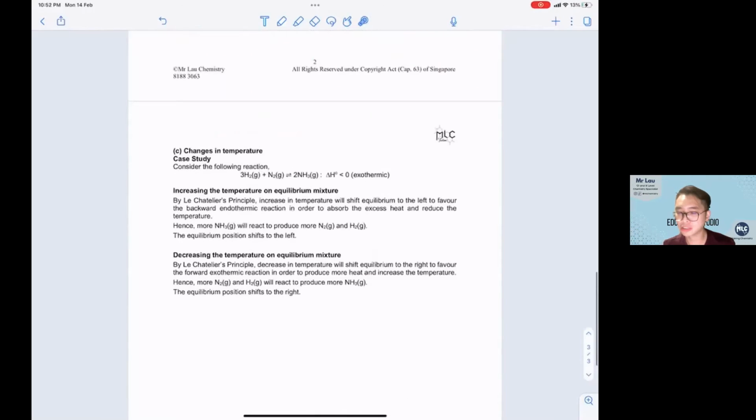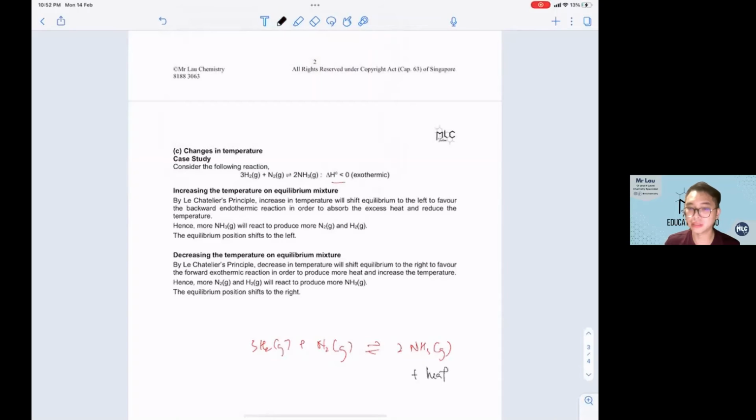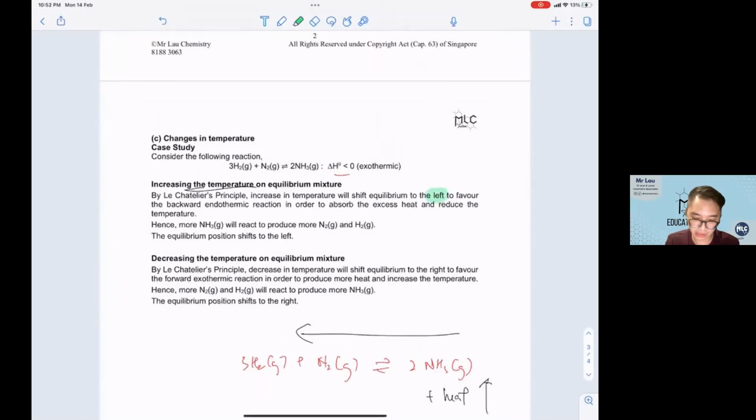Lastly, let's look at how changes in temperature affect the equilibrium shift. To understand this, you need to first understand whether it is an exothermic or endothermic reaction. For example, this reaction here is an exothermic reaction. So in your head, if it's exothermic, you add heat on the right-hand side, because exothermic means it produces heat. So if you increase temperature, meaning heat increases, equilibrium must shift to the left, to favor the backward endothermic reaction to absorb the excess heat.